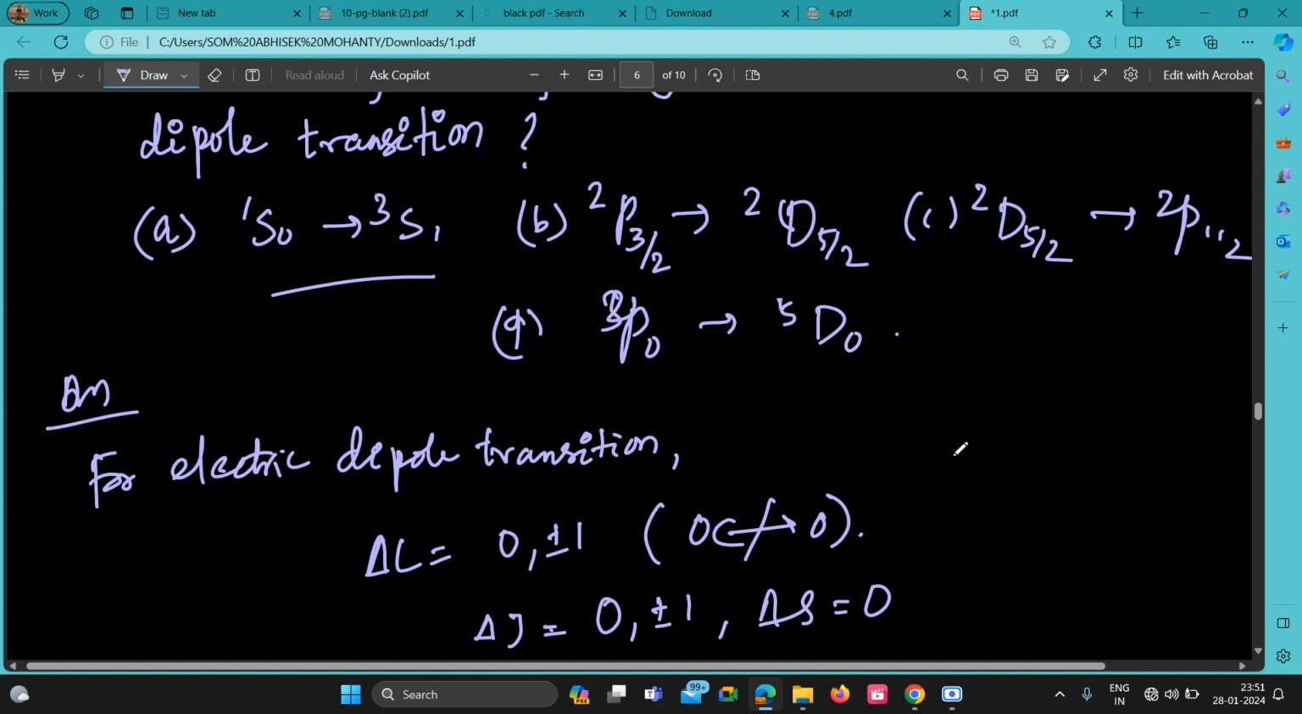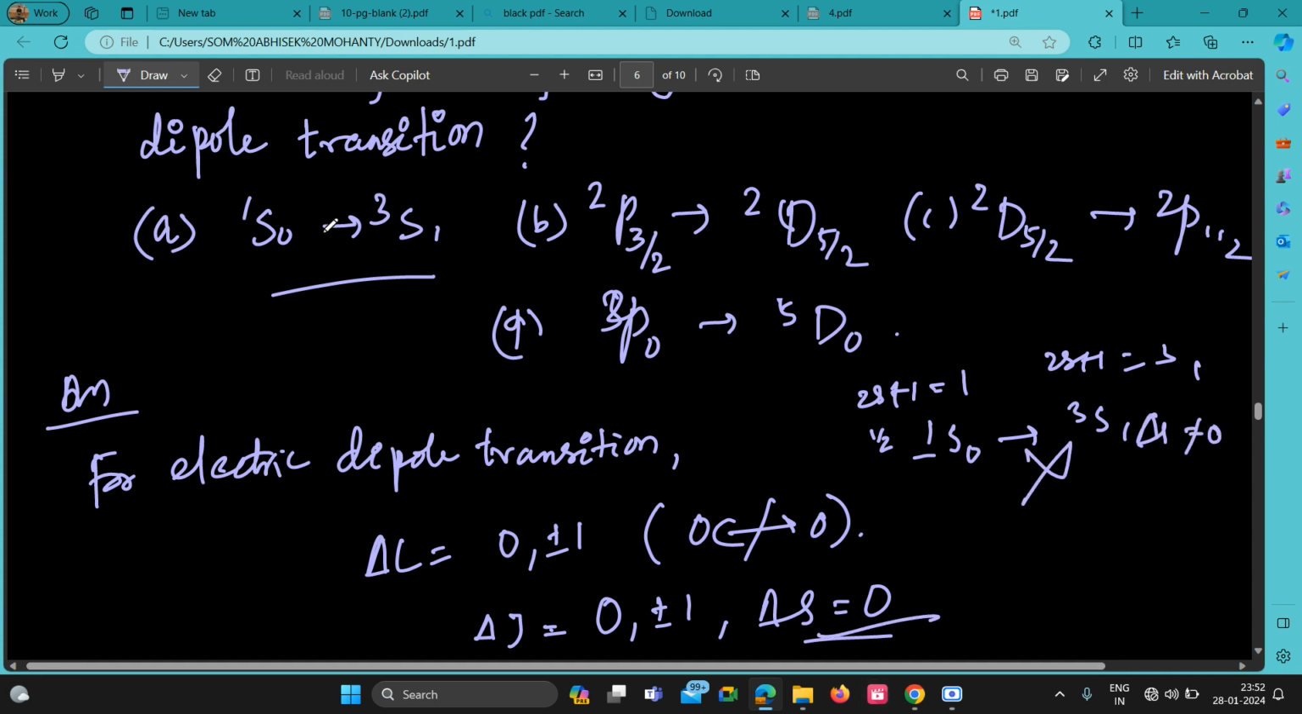First one here, your del S must be 0, right? Here 2S plus 1 is equal to 1, so S is actually half. Here 2S plus 1 is equal to 3, so S is actually 1. So half to 1 is not possible because del S is not 0 here. So this is not the answer. Now this one. Here del S is the same, 2 to 2, so del S is 0. And del J is 0 plus or minus 1. Del L is 0 plus or minus 1, because for P, L is 1 and for D, L is 2, so it's 1. So this condition is satisfied.